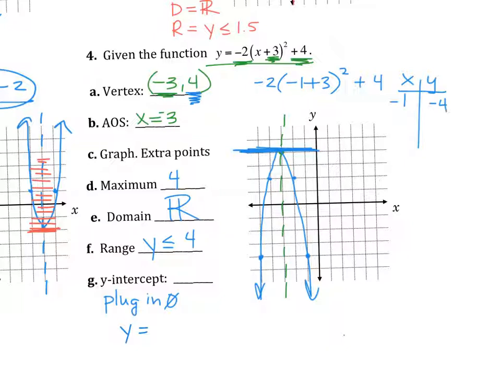Yep, it's true. Okay, but I can't. That is false. All right, so if we plug in 0 for x, it's going to look like that, right? Negative 2 times 0 plus 3 squared plus 4. Your y-intercept then, and here's the thing, y-intercept is a point, right? It is 0, and you get a negative 14. So 0, negative 14 would be your y-intercept.